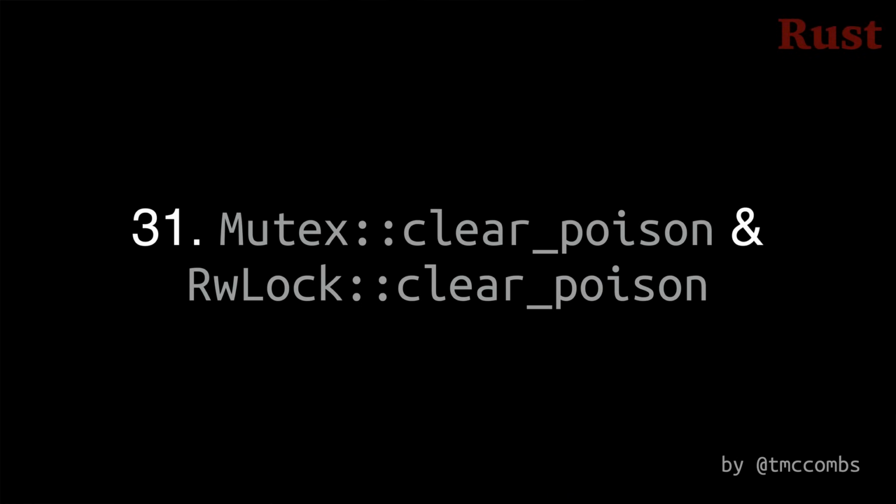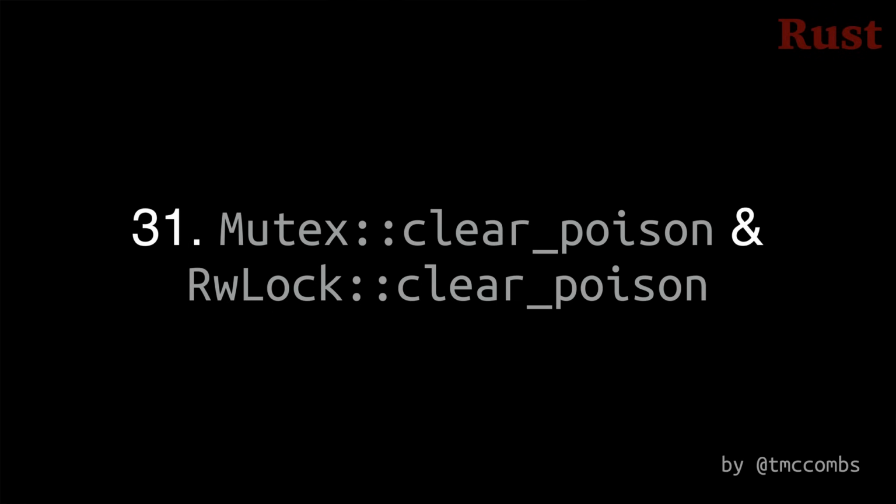This is the first contribution I have covered from Josh Triplett since he gave me permission to use his name and picture for contribution callouts. Thanks, Josh! Number 31. Both Mutex and RwLock have stabilized a clear poison method which clears the poison status.